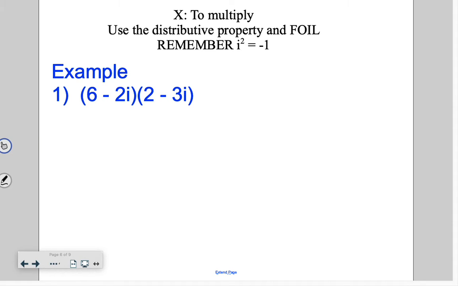So here's two random complex numbers that we're going to multiply through and see what we get for an answer. 6 minus 2i times 2 minus 3i. So just like normal, let's FOIL, let's distribute. I'm going to take the 6, distribute that into the second parenthesis. 6 times 2 gives me 12. 6 times negative 3i gives me negative 18i. Then we move over and we distribute the negative 2i. We end up with a negative 4i and a positive 6i squared.